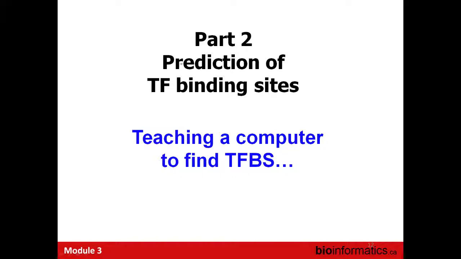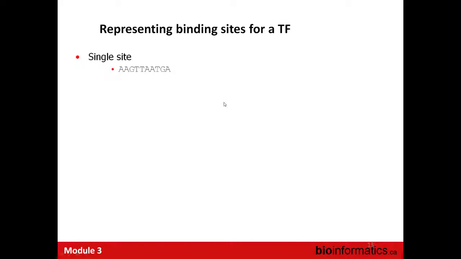Part two is the prediction of transcription factor binding sites. We know where transcription factor binding sites are in some cases, but how can we teach a computer how to find more of them? There are a variety of ways of representing a transcription factor binding site. One is we might have a single site that we've identified with ChIP, or some other more specific assay, as somewhere a transcription factor binds. So let's say we found the single site AAGTTATGA.